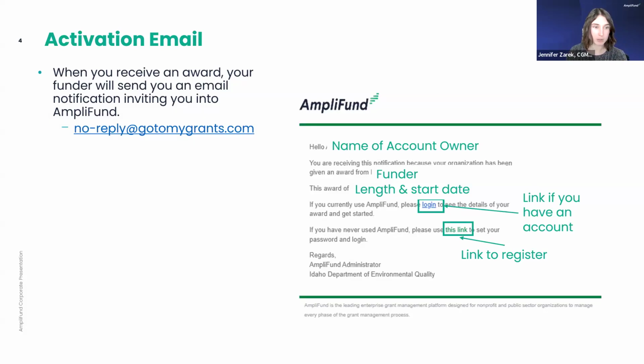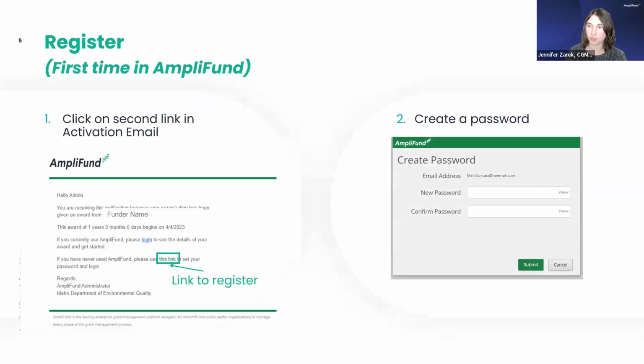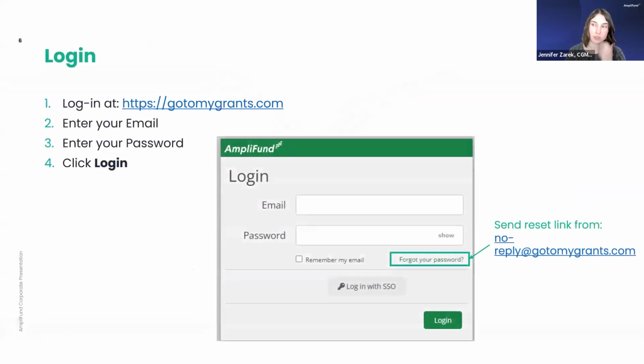Since most of us are probably new to the system, we're going to spend a little bit of time talking through the registration. If you are coming into AmpliFund for the first time, when you click on this link text, it's going to take you to a registration screen. It will already have your email up. What you'll need to do is to create a password and then confirm that password and click submit. Going forward, when you come into AmpliFund, you'll always come to gotomygrants.com. You'll enter your email address and that password that you've created and click login.